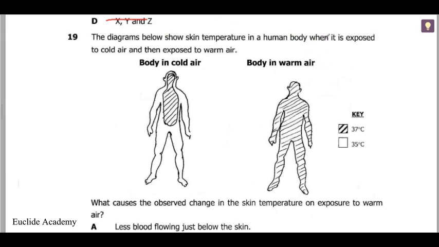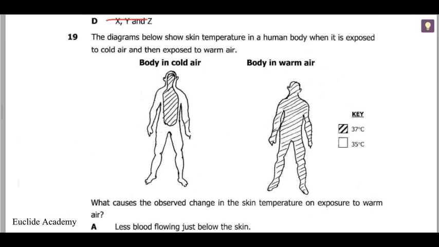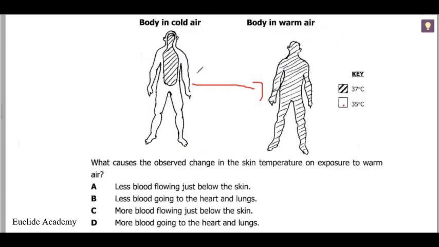19. The diagram below shows skin temperature in a human body when it is exposed to cold air and then exposed to warm air. What causes the observed change in the skin temperature on exposure to warm air? Now you look at the key. White means 35 degrees Celsius, which is below body temperature, and this one is 37 degrees, which is above body temperature. So you can see that most of the body is below body temperature in cold air, but in warm air it is at normal body temperature.